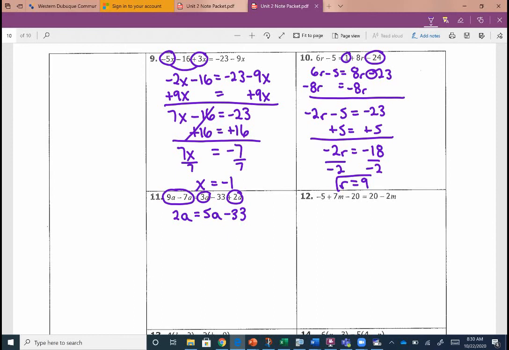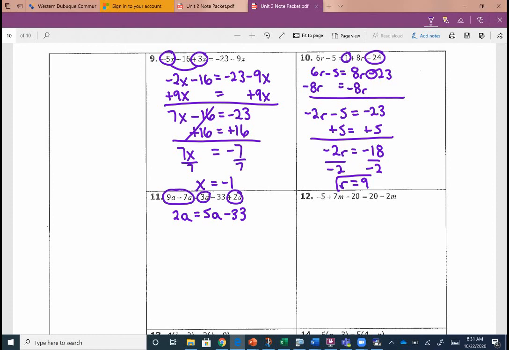So I've got everything combined. So take a look at your number 11. I've got everything combined. Everything's combined. Now here's where I got some questions on number 11 when I was helping a few people with this one.